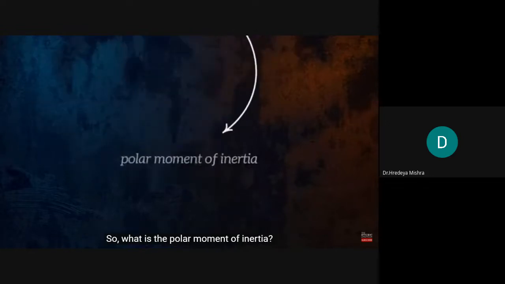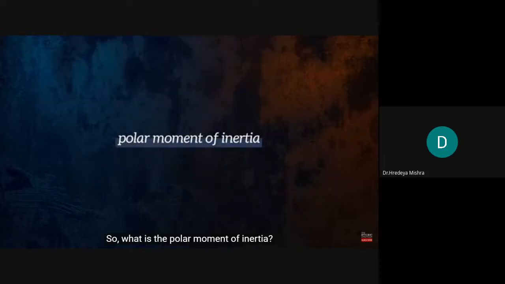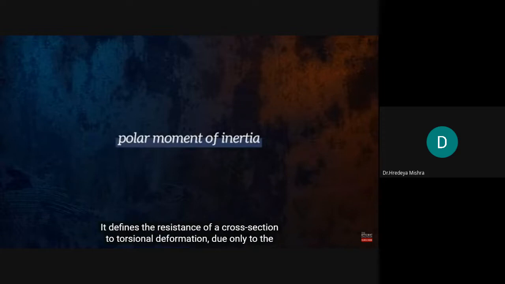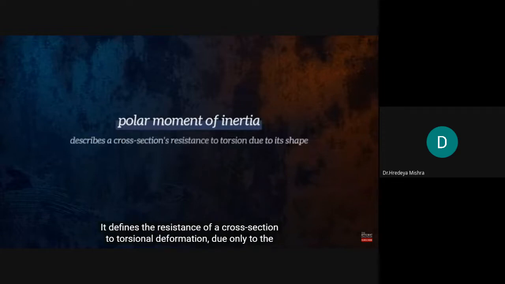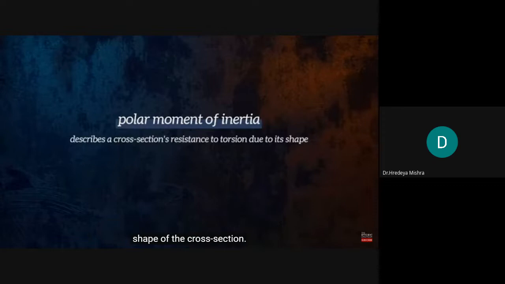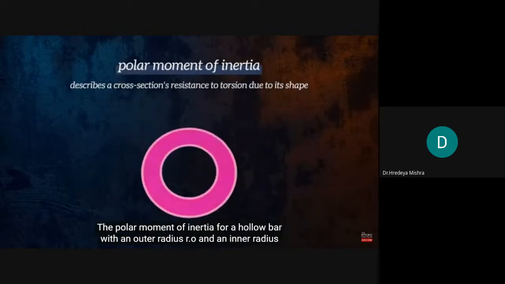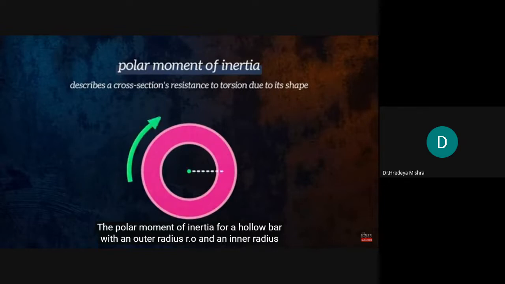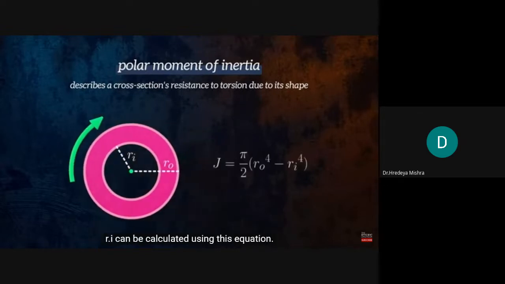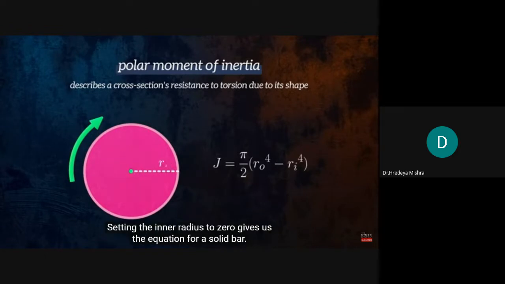So, what is the polar moment of inertia? It defines the resistance of a cross-section to torsional deformation, due only to the shape of the cross-section. The polar moment of inertia for a hollow bar, with an outer radius RO and an inner radius RI, can be calculated using this equation. Setting the inner radius to 0 gives us the equation for a solid bar.